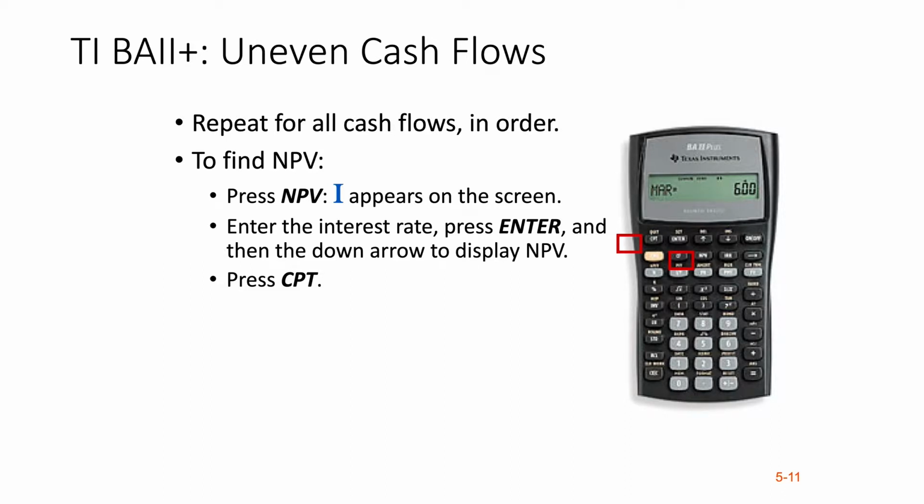The first time you punch the NPV key, the I shows up, asking what the discount rate is. You key in 12 as 12%, then enter, so that the interest rate is entered. Then using the arrow key, move down to the next entry. It will show you NPV. If you want to calculate the value, then press compute. Then the financial calculator will calculate the NPV for you.